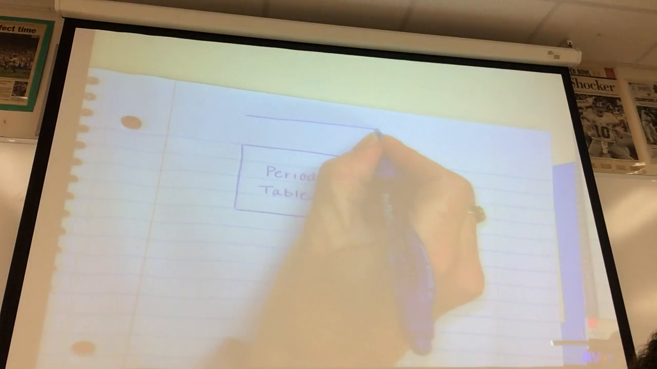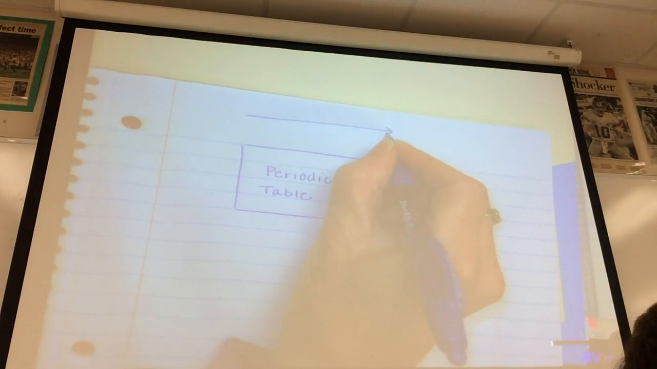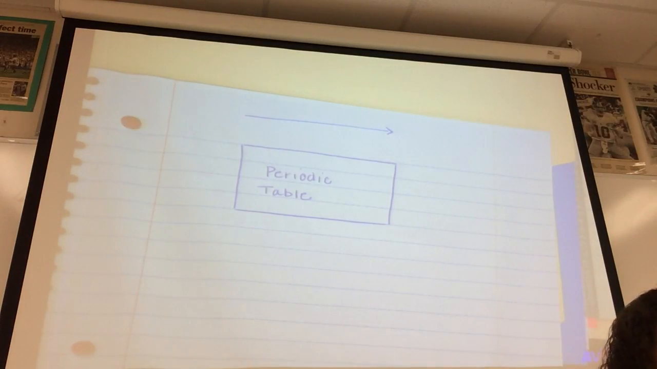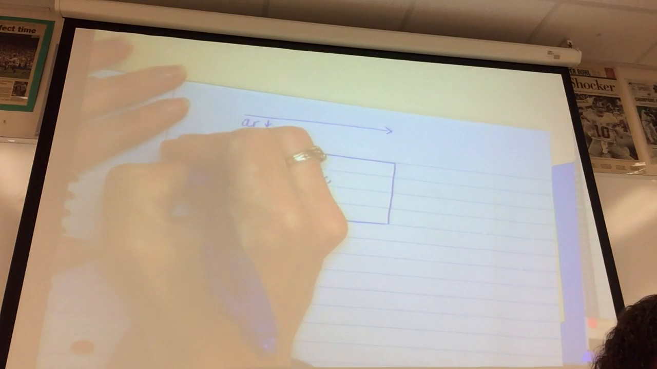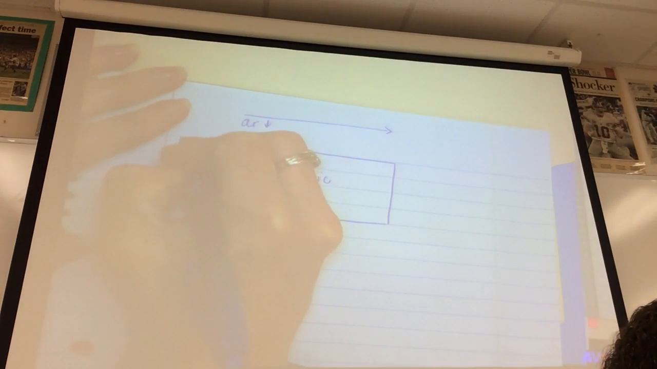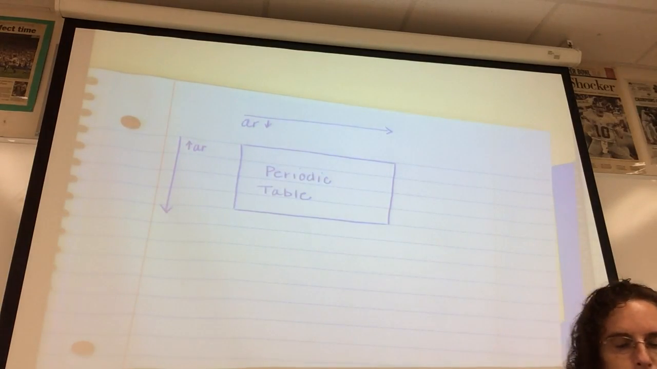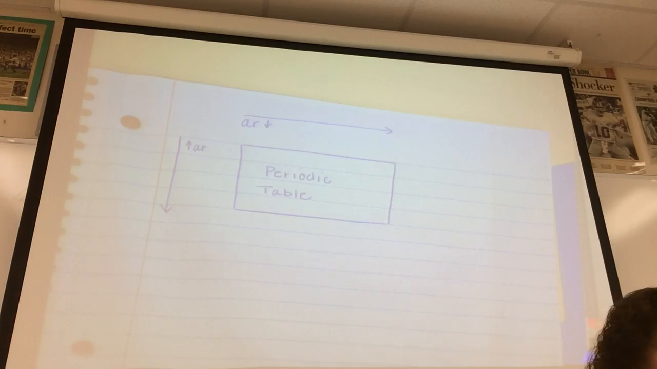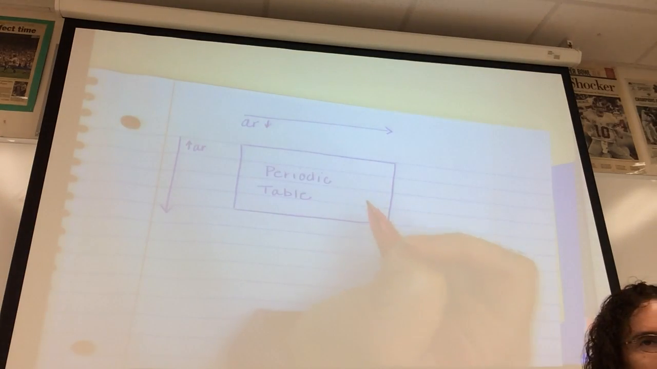Now, as you go across the period, and across the period is from left to right, the atomic radius decreases. Right, so right away you know as you go down they typically act oppositely, the radius increases. See, you do remember a lot.